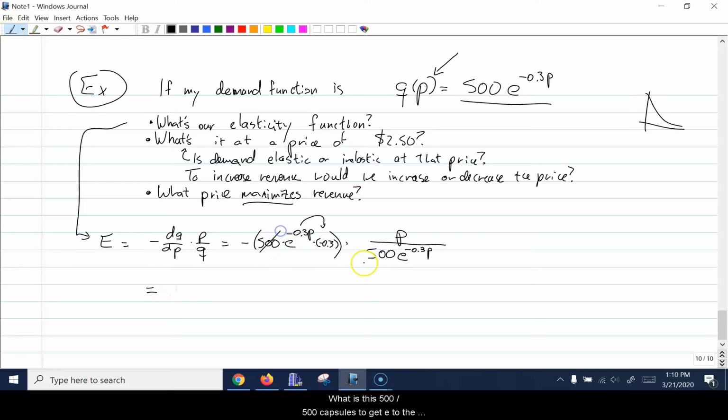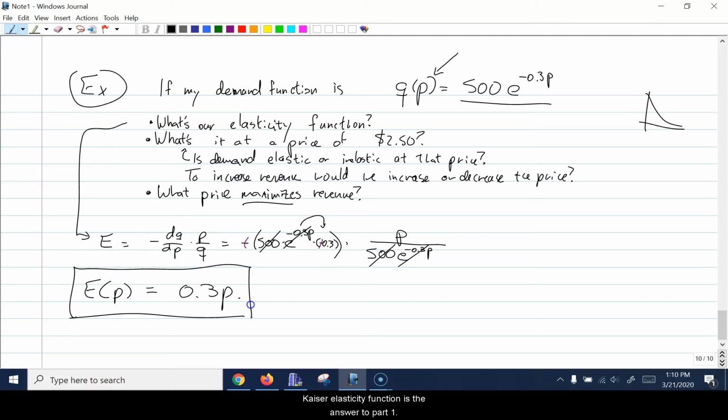What is this? I got 500 over 500 cancels. I got e to the negative 0.3p over e to the negative 0.3p cancels. I have negative times negative cancels. There's like a miracle of cancellation here. Our formula for e turns out to be the very simple formula 0.3p. This happens for exponential decay functions. Don't feel weird if this miracle of cancellation doesn't happen for other examples. Here's our elasticity function. Here's the answer to part 1.